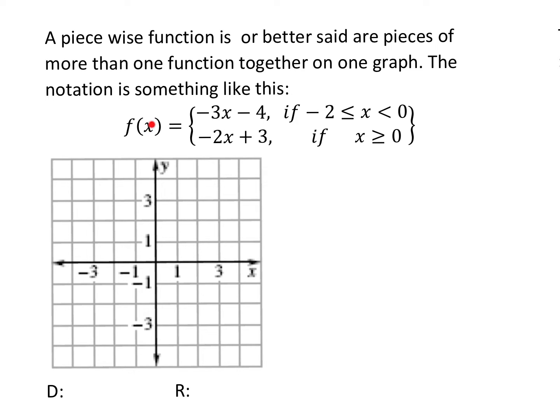So this is the way it looks like. This one's called f of x. Now it might be called g of x or h of x or whatever you want to call it. In this case, it's f of x, and it has two pieces. Check it out, guys. We have this first piece. I'm going to highlight it in red, and I'm just going to rewrite it right here on the side. Instead of f of x equals, I'm going to write y equals negative 3x minus 4.